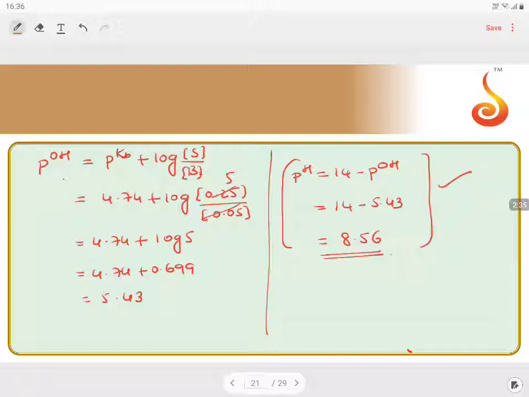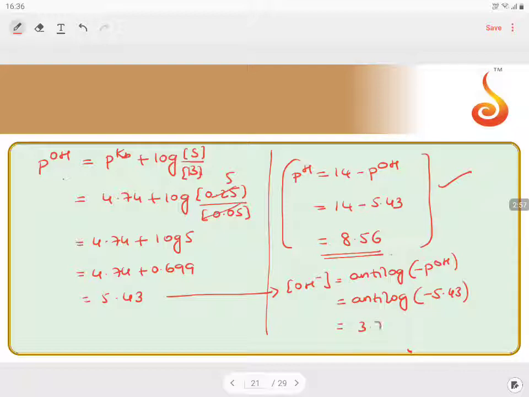But from this particular one, we wanted OH minus ion. So from this, we wanted OH minus. OH minus is equal to antilog of minus pOH, which is equal to antilog of minus 5.43. Solving this, we get 3.71 × 10^-6 molar. So the first one we found is OH minus ion concentration.